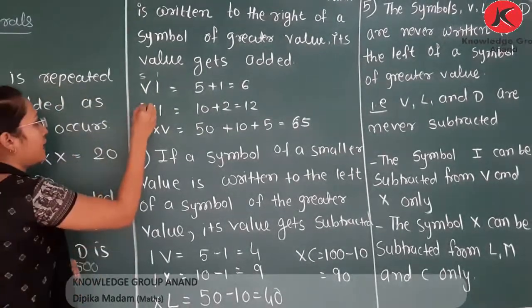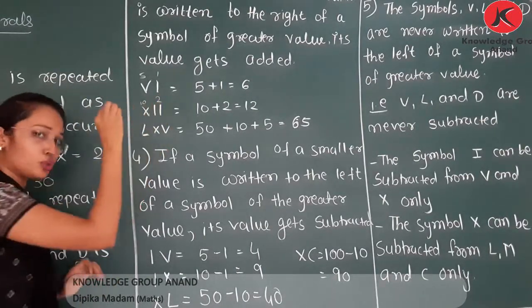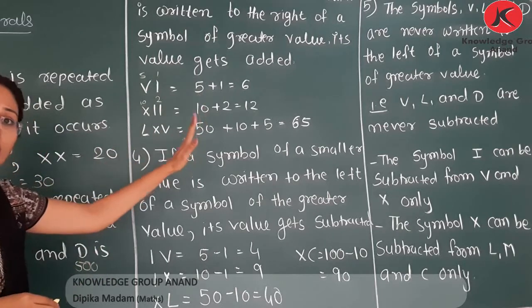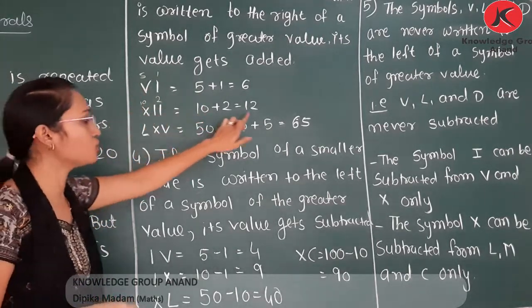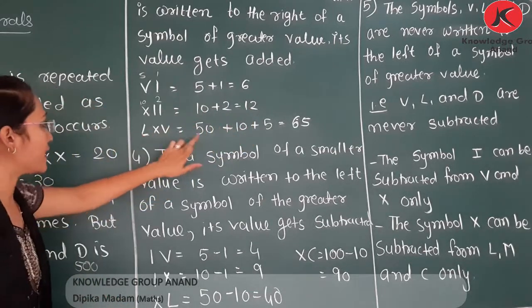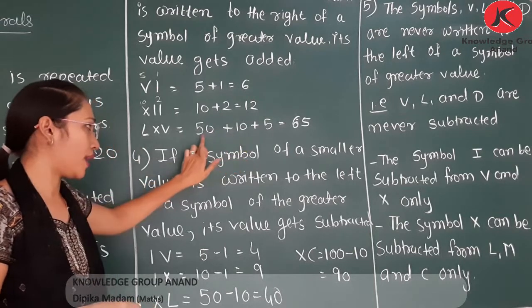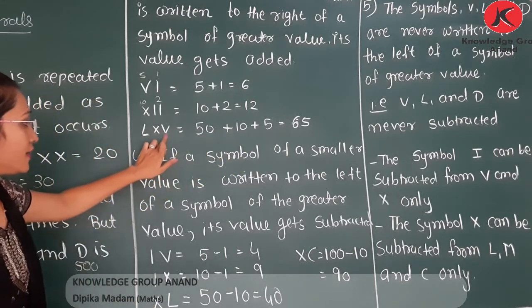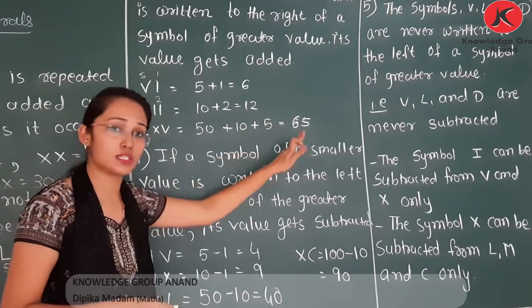Here the value of X is 10. II is 2, it is written to the right side, so its value is added. So 10 plus 2, 12. L that is 50. To the right X that is 10, so added. To the right V that is 5, again added. So 50 plus 10 plus 5, 65.